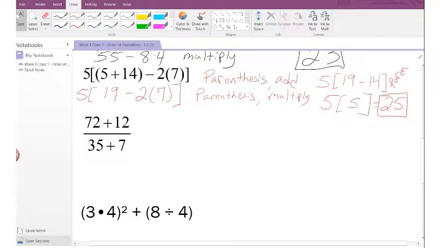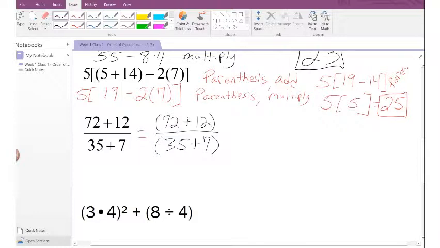The next problem. This one's a little different. Looking at this, what operations do you see? I see division and I see addition. I see addition in the numerator. I see addition in the denominator. Now, if you know PEMDAS, you know that division comes before addition. However, it is implied that there are parentheses here, 72 plus 12 over, and it's also implied there are parentheses down here in the denominator, 35 plus 7.